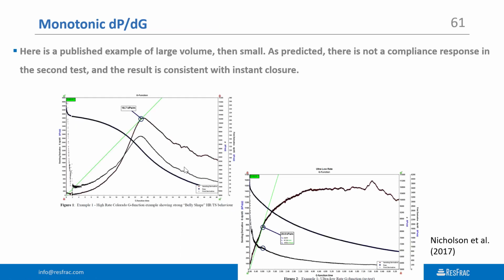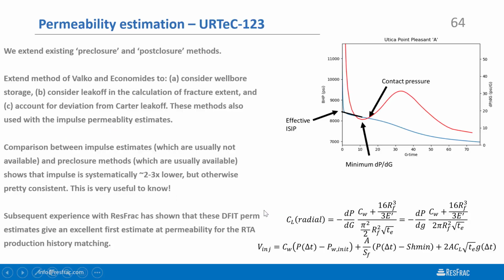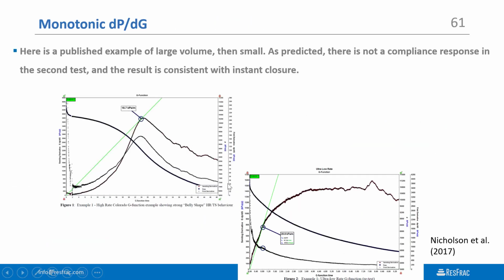One other point I want to point out here: what if you pump a large volume and then a small volume? Here's a published example. So the first test, we see a very strong compliance method closure response. The second test, we don't. So what happened here? When you inject the second time, you're reopening this larger feature, and it never fully opens. And then when you shut in, if you injected a smaller amount than the first injection, the fluid just rapidly spreads out into the rest of the pre-existing hydraulic fracture. That's an instant closure response.